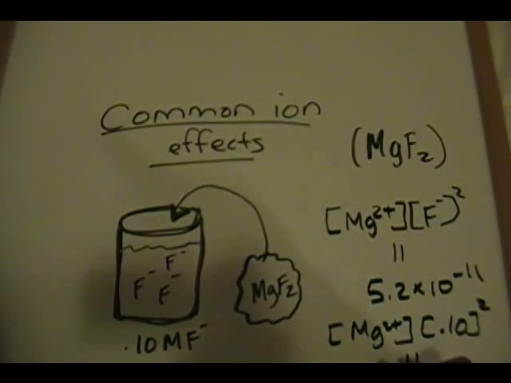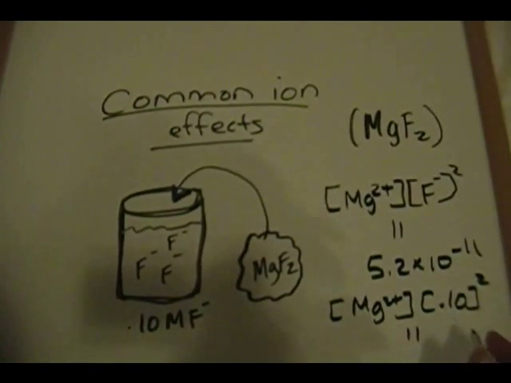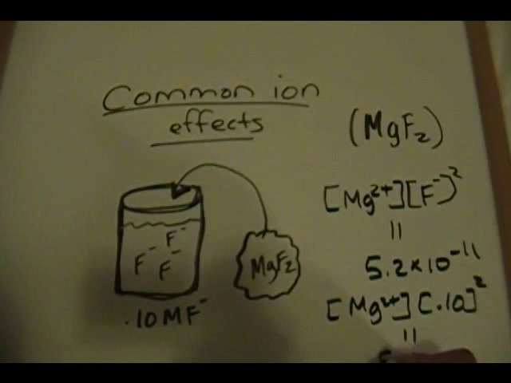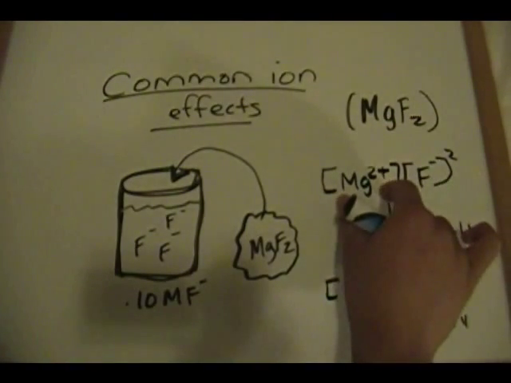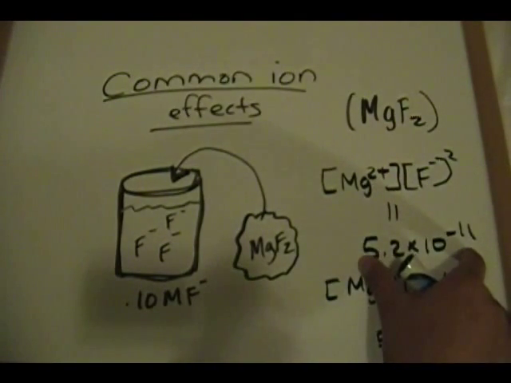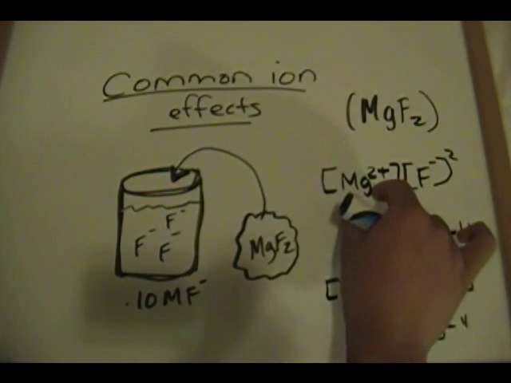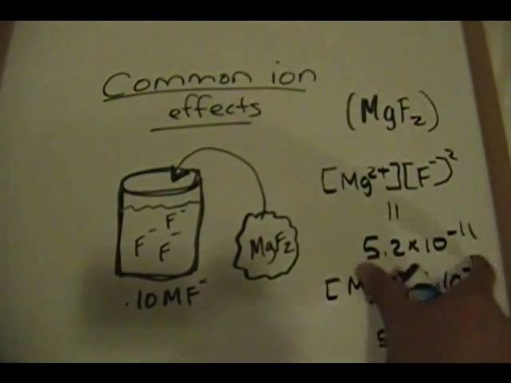is going to adjust itself to get this value here, 5.2 times 10 to the negative 11. Well, that means that this magnesium concentration will have to be pretty small. Again, remember what I was talking about: if this is big, then this one needs to be small in order to get this value.